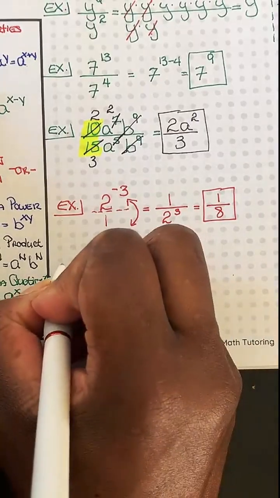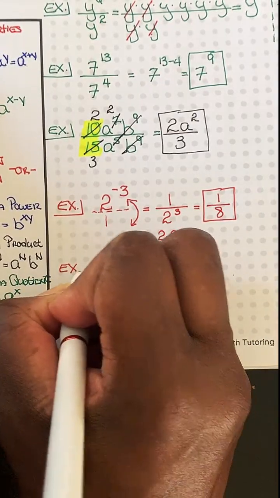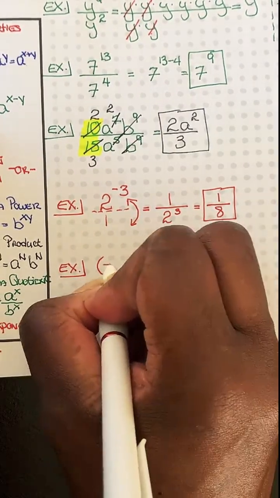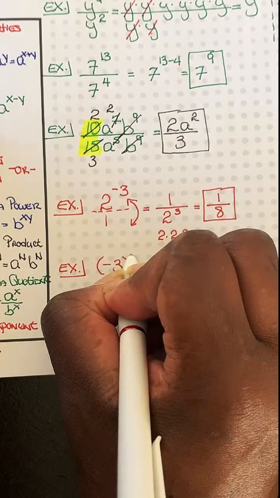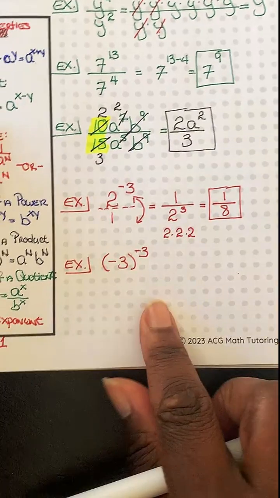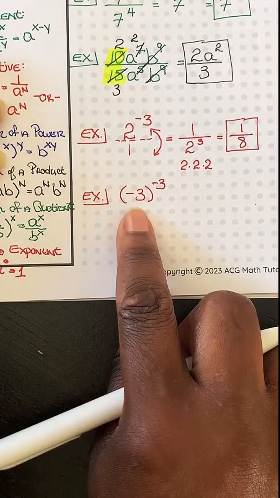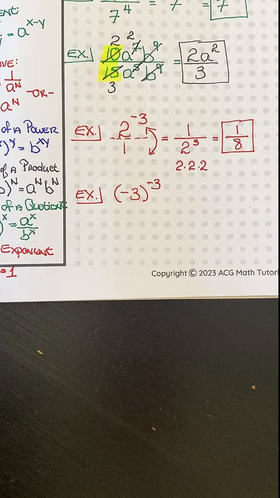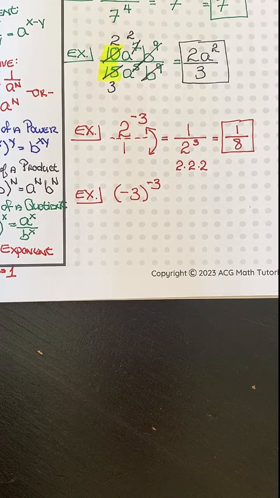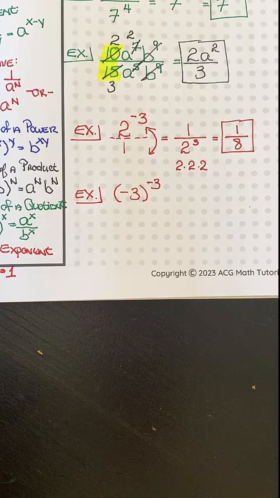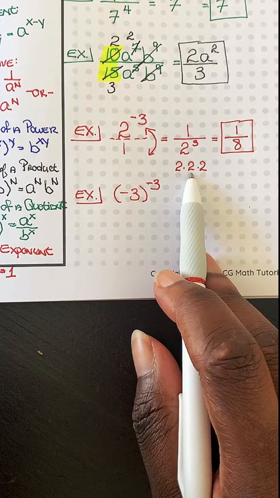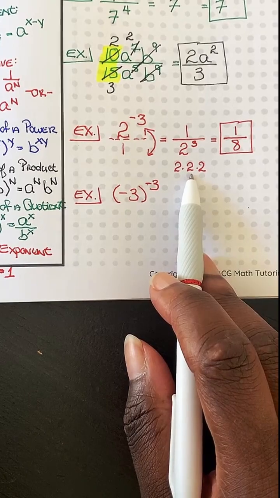Now, for this next one, what happens if I have negative 3 raised to the negative third power? How did it get 8 again? 2 times 2 times 2, right here. It's right here. That's why we take down these notes.